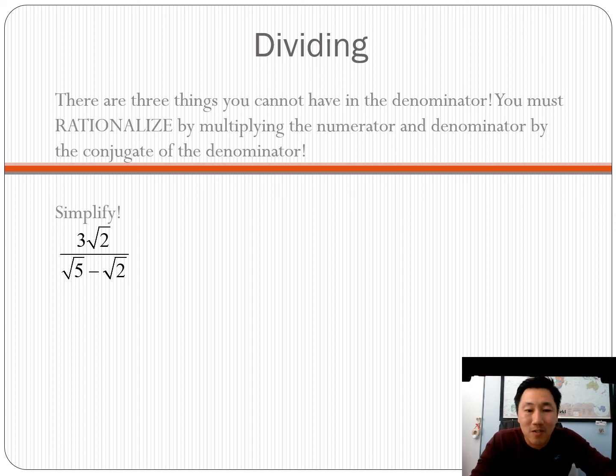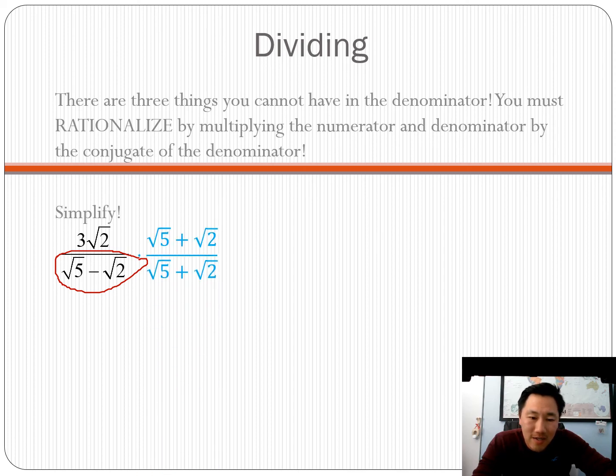And so when that happens, you must rationalize by multiplying the numerator and the denominator by the conjugate of the denominator. All right, so here we have some radical signs in the denominator. Remember, the conjugate is radical 5 plus radical 2. You just change that sign, and you multiply it to the top and the bottom. It might help if we put some of these things in parentheses. It might look a little bit clearer.